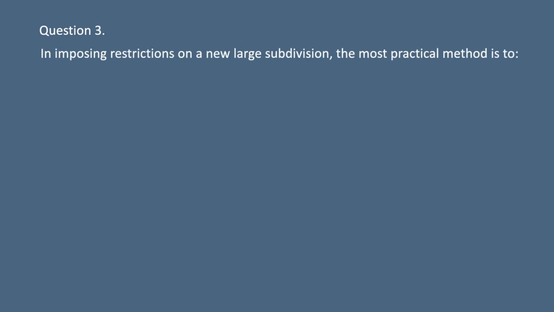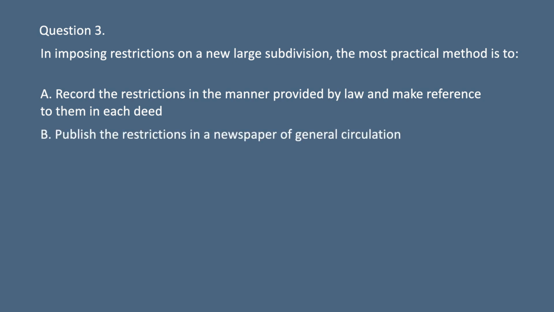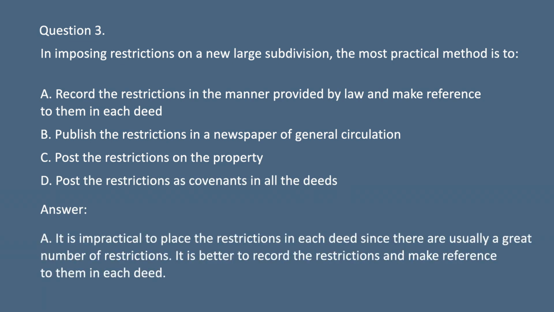Question 3. In imposing restrictions on a new large subdivision, the most practical method is to A. Record the restrictions in the manner provided by law and make reference to them in each deed. B. Publish the restrictions in a newspaper of general circulation. C. Post the restrictions on the property. D. Post the restrictions as covenants in all the deeds. Answer. A. It is impractical to place the restrictions in each deed since there are usually a great number of restrictions. It is better to record the restrictions and make reference to them in each deed.